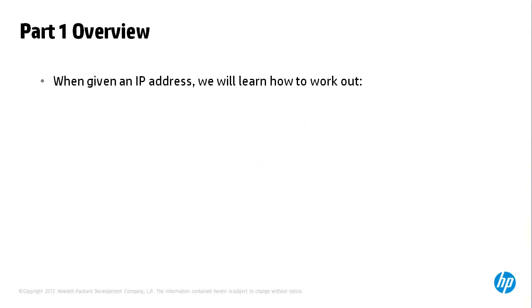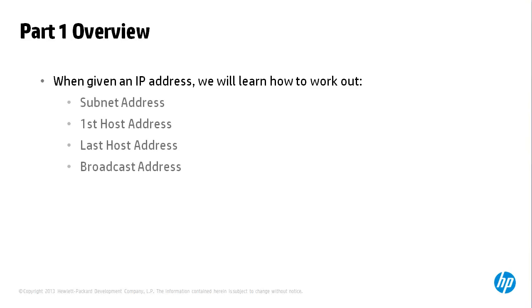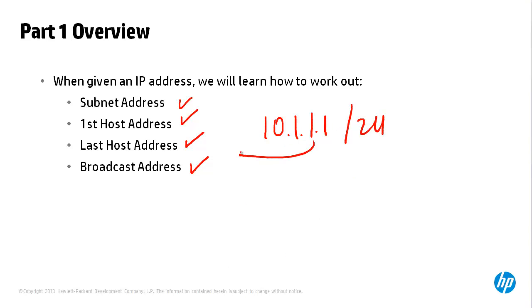So in this first video, we're going to work out the following. When given an IP address, we'll be able to work out the subnet address, the first host in that subnet, the last host in that subnet, and the broadcast address. So in other words, if given an IP address of 10.1.1.1/24, we'll be able to work out those four options.